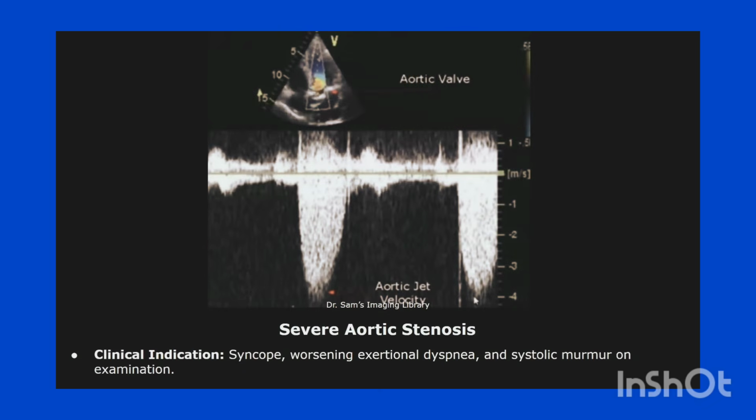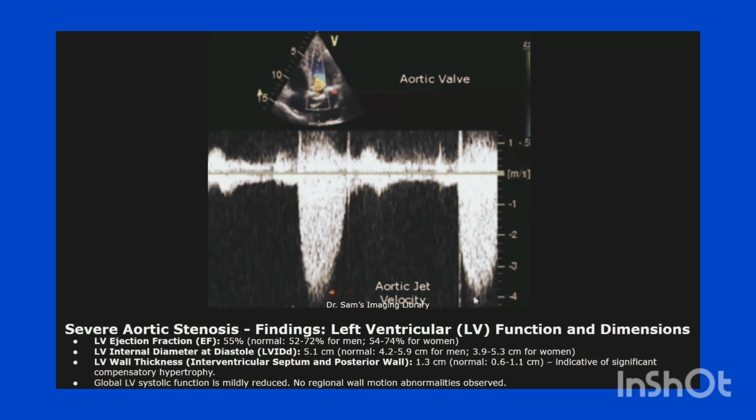This is a report for severe aortic stenosis. The clinical indications are syncope, worsening exertional dyspnea, and systolic murmur on examination. The ejection fraction is 55%.